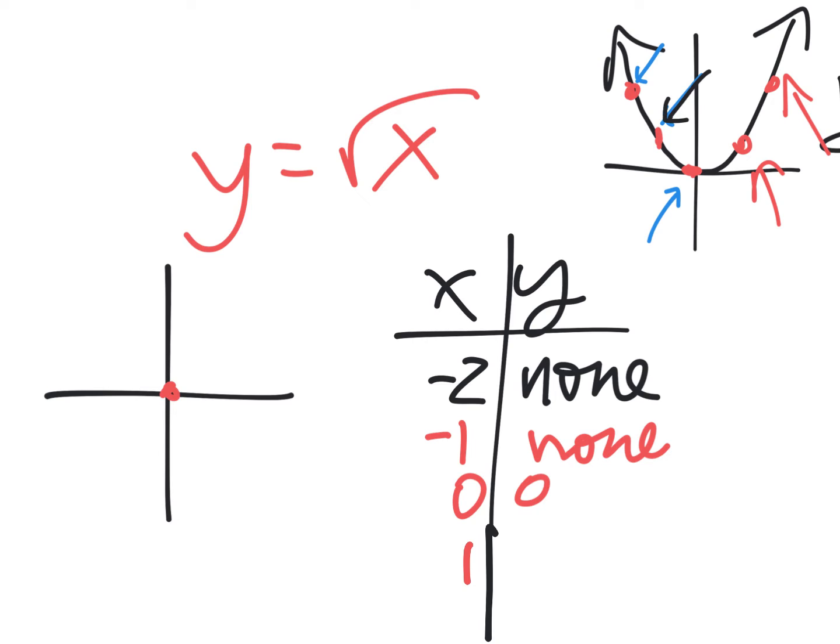What happens when you put in 1? You have the square root of 1. What is the square root of 1? 1. Because 1 times 1 makes 1.